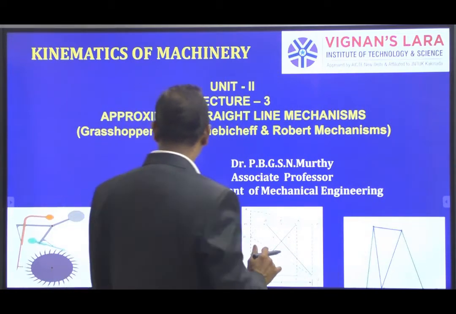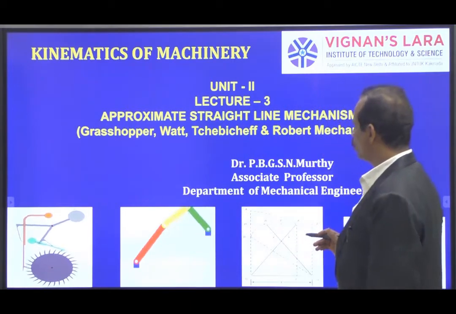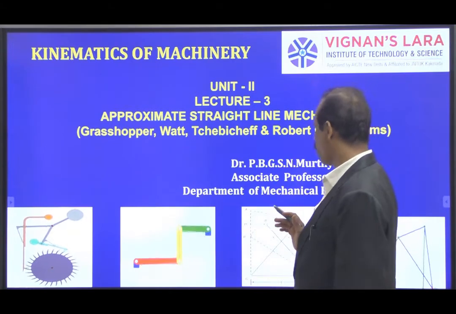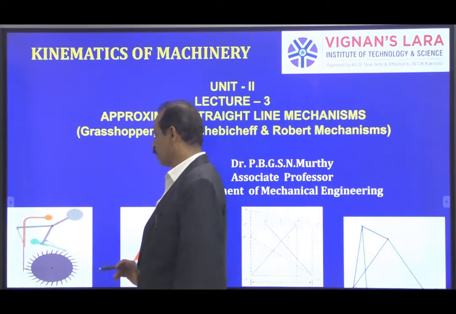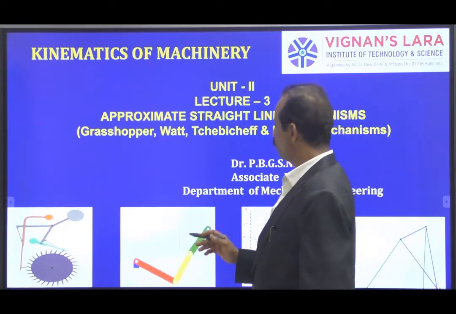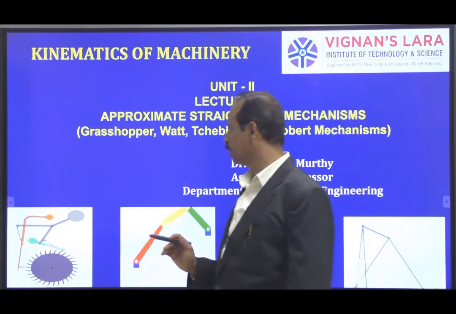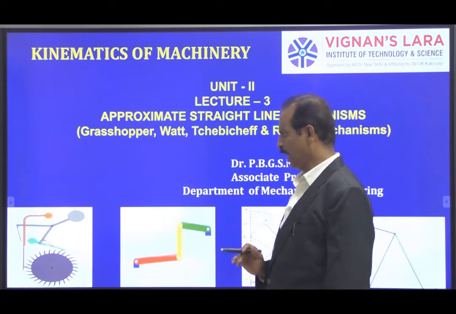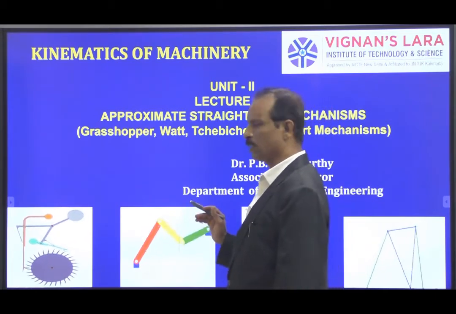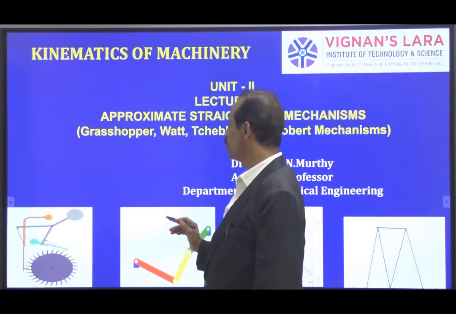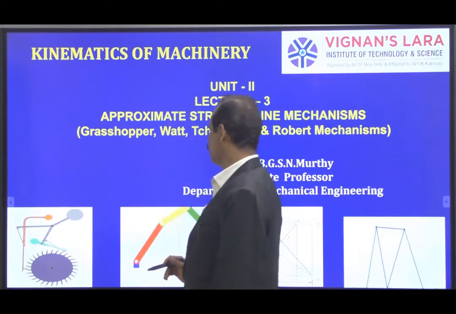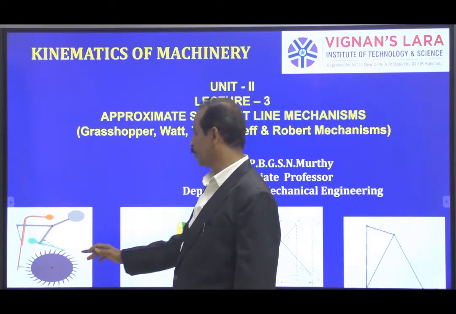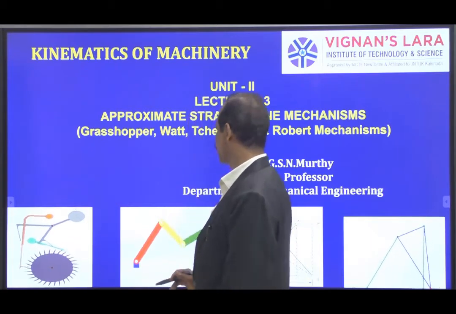Let us see the animations which I have shown, showing the Grasshopper mechanism, Watt mechanism, Chebyshev and Robert mechanism. The first one is the Grasshopper mechanism. This is a practical application of the mechanism, but from the analysis or kinematic schematic point of view, it looks in a different style. This is one of the mechanisms, the Grasshopper mechanism. For a small movement of the input, the output can be treated as approximately a straight line.